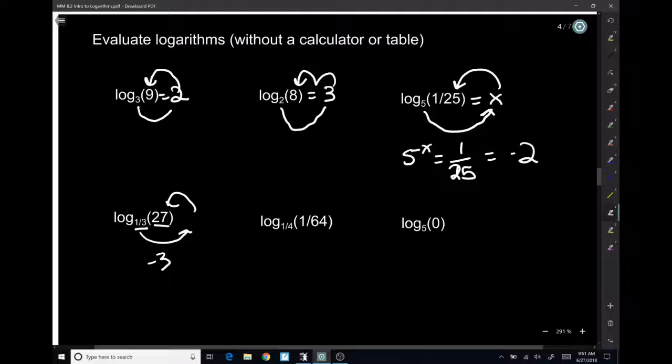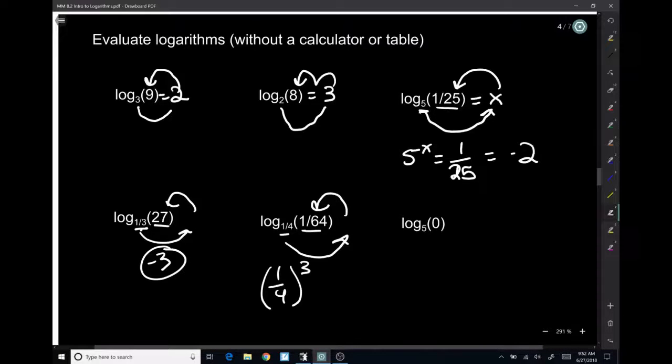If the base is less than 1, but the input there is greater than 1, or vice versa, if the base is greater than 1 and the input is less than 1, if you switch from bigger to smaller than 1 or smaller to bigger than 1, your result, the power, will always be negative. These are both less than 1, so it's not going to be negative, it's going to be positive. 1/4 to what power is 1/64? You've got to get to the point where you know that that's 3. So this would come out to 3.